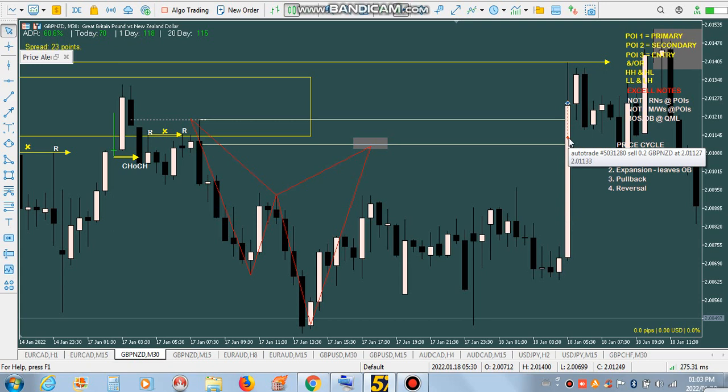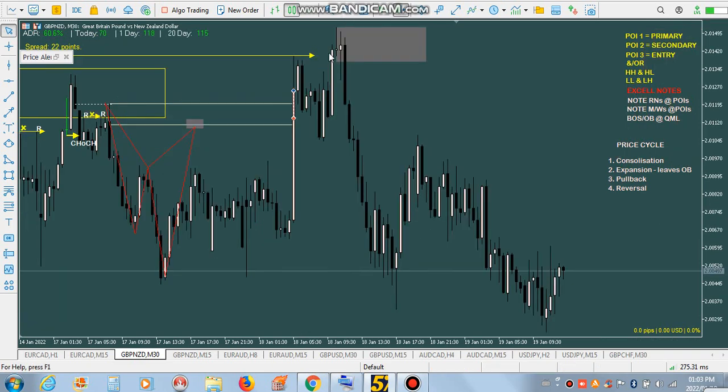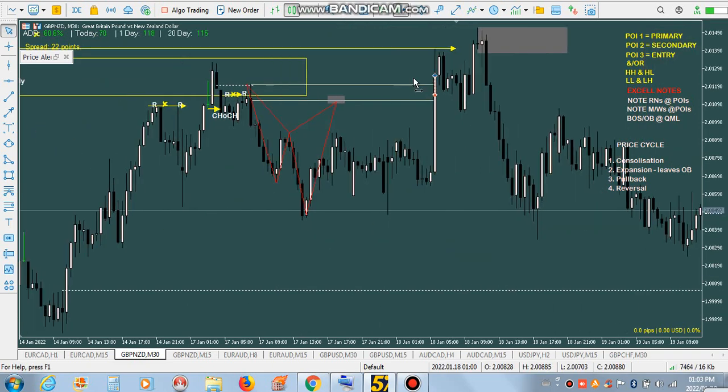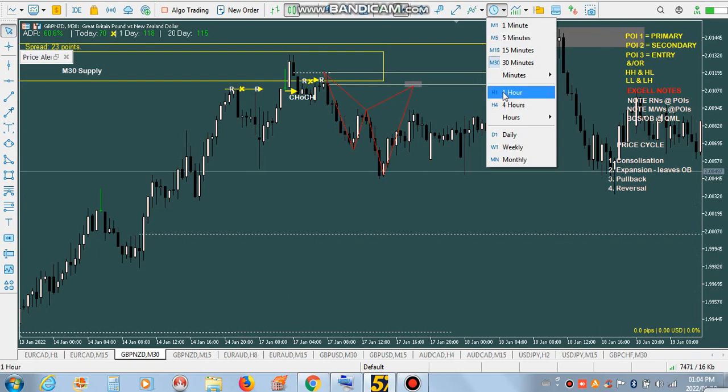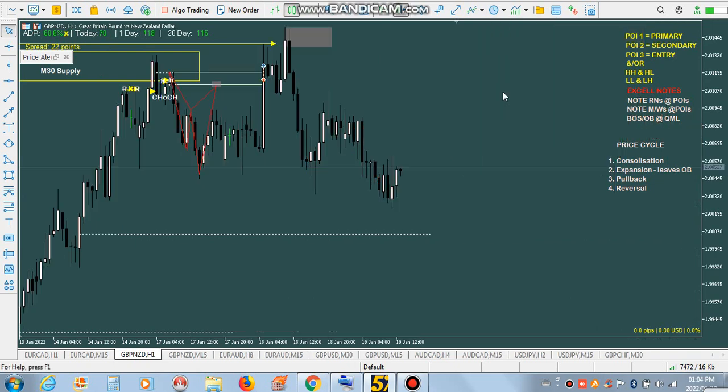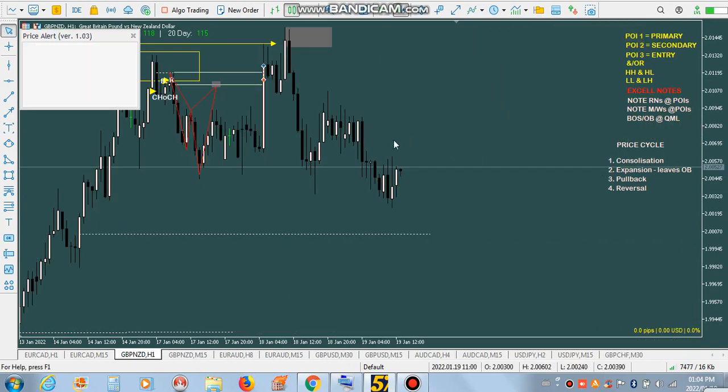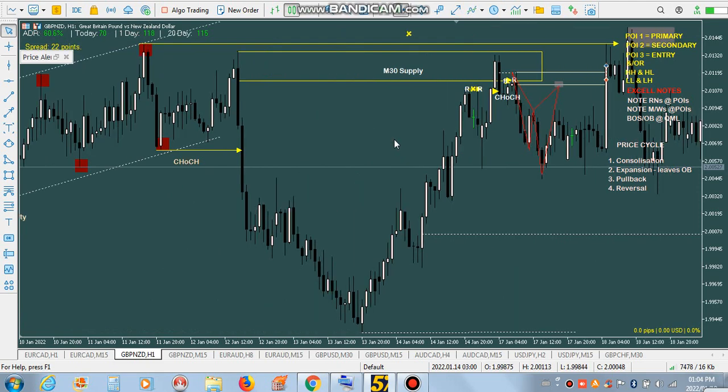Right, this is what is important to know. After this price took me out, okay, what does it do? What does price do after taking me out? Well, if I go to a higher time frame, let's say the 1 hour, I think we can see, right, that after price took me out here, where the auto trade is, this just prints out on its own.